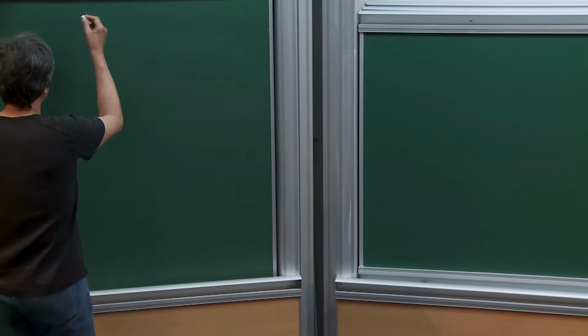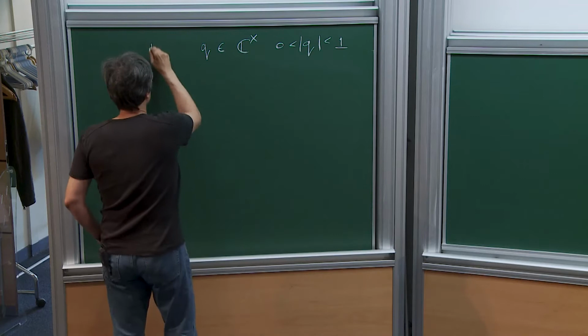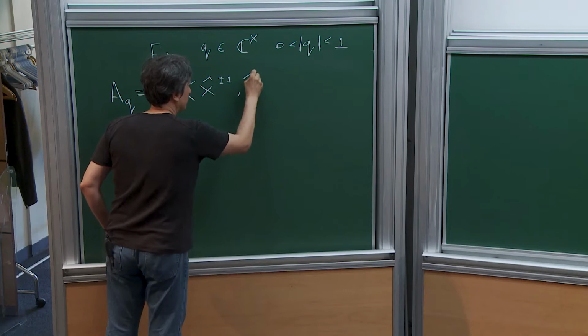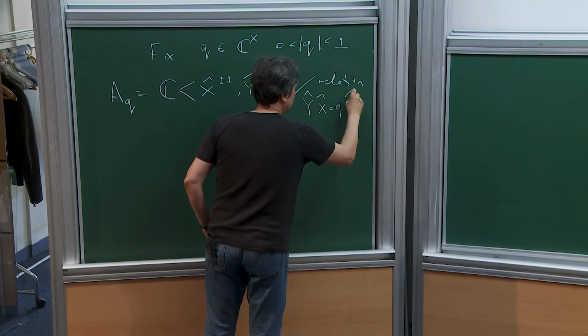So the basic algebra is the following. Fix a complex number q, and let's say q is between 0 and 1. Denote by A_q the free algebra generated by two invertible symbols, x hat and y hat, modulo the relation y hat x hat is equal to q x hat y hat.